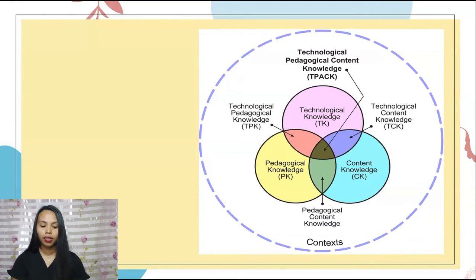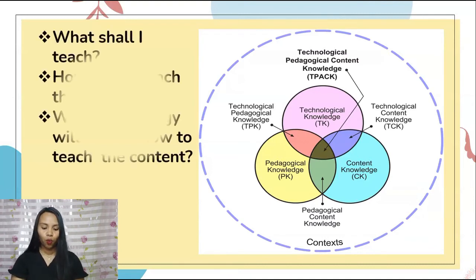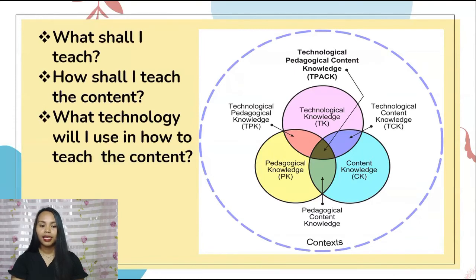So, TPACK is a model that helps teachers consider how their knowledge domains intersect in order to effectively teach and engage students with technology. It shows that there is a direct interconnectedness of the three components in the teaching and learning process. A teacher should always ask and find the correct answer to the following questions for his or her everyday lesson. So the first question is, what shall I teach? Or the content knowledge. The second one is, how shall I teach the content? Or the pedagogical knowledge. And the last one is, what technology will I use in how to teach the content?